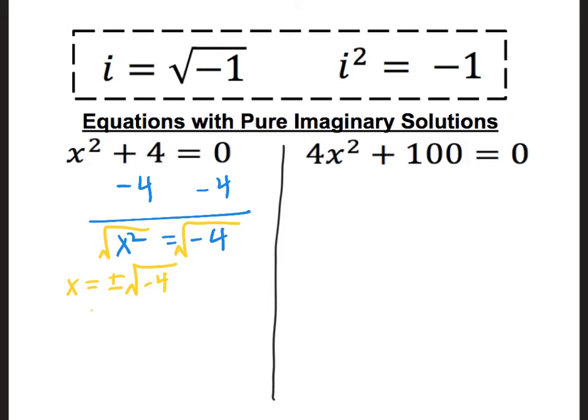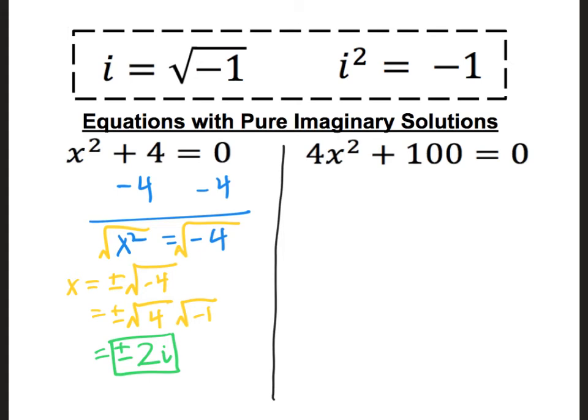Again, I'm going to break that down, so I have plus or minus the square root of 4 and the square root of negative 1. The square root of 4 is 2, and the square root of negative 1 is i, so my final answer is going to be plus or minus 2i.